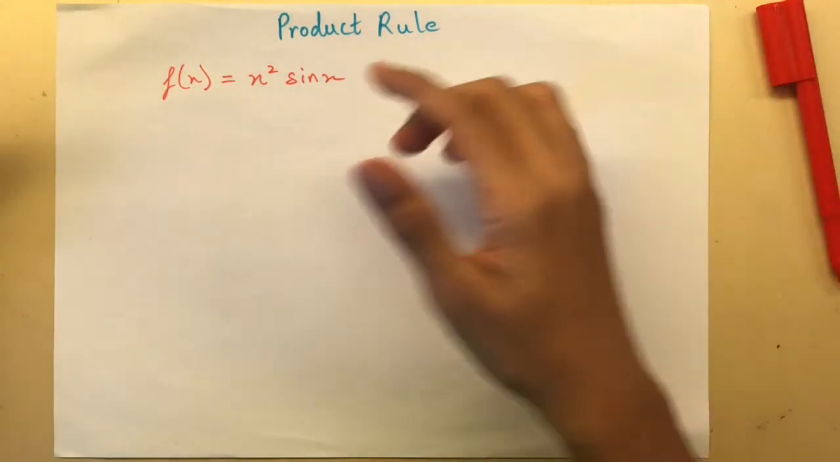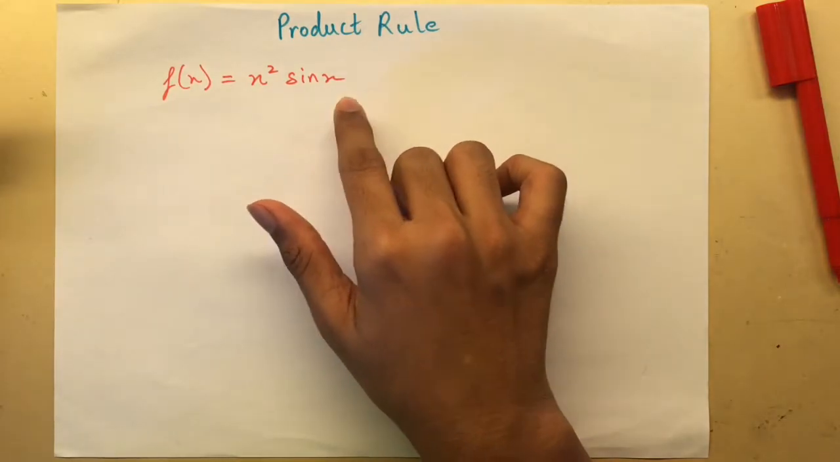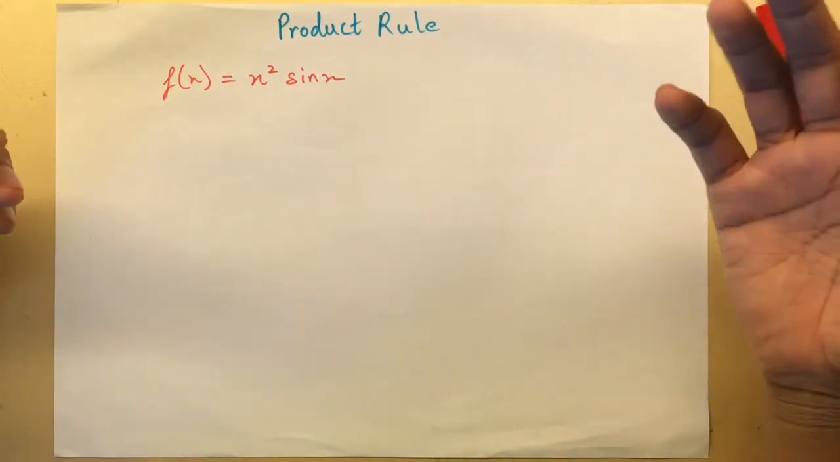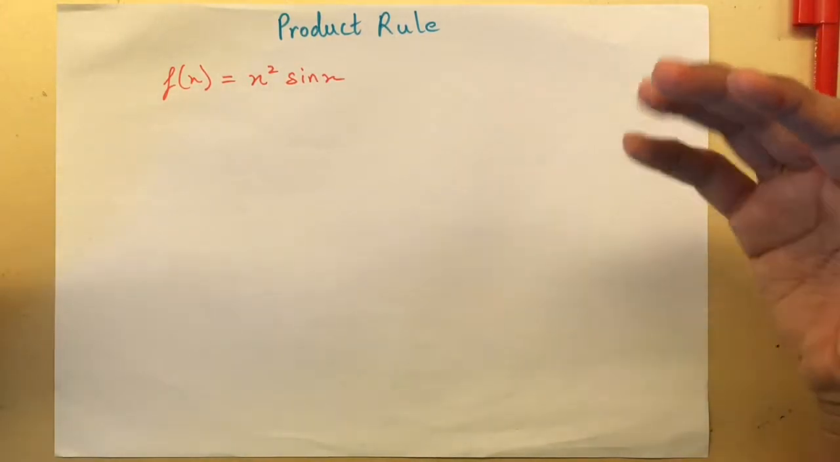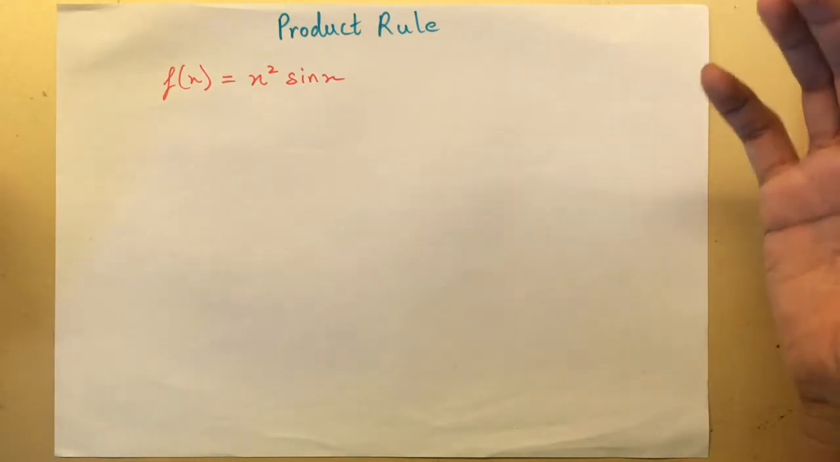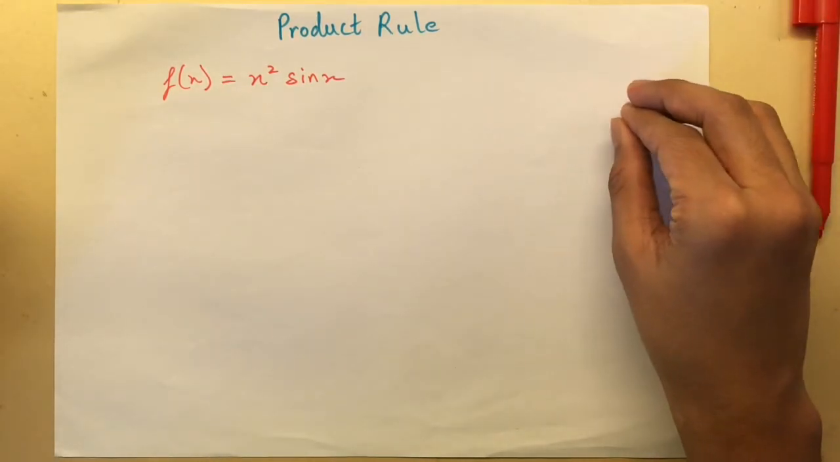What most people assume is that you can just take the product of the derivatives of each individual function, x squared and sine x, but that's not actually correct. So in this video, I don't just want you to learn some formula. I want you to understand why the product rule is the product rule.